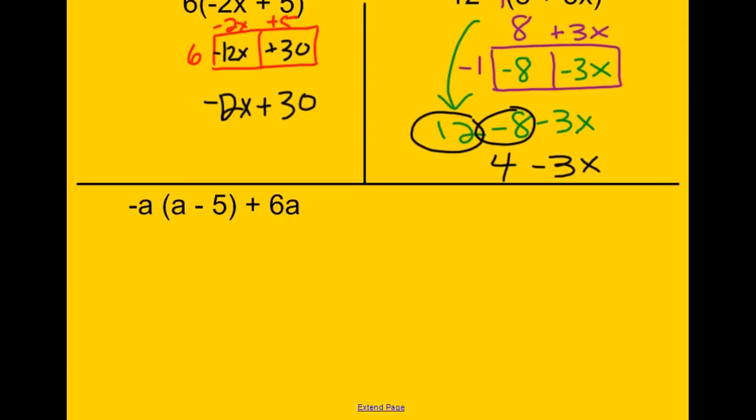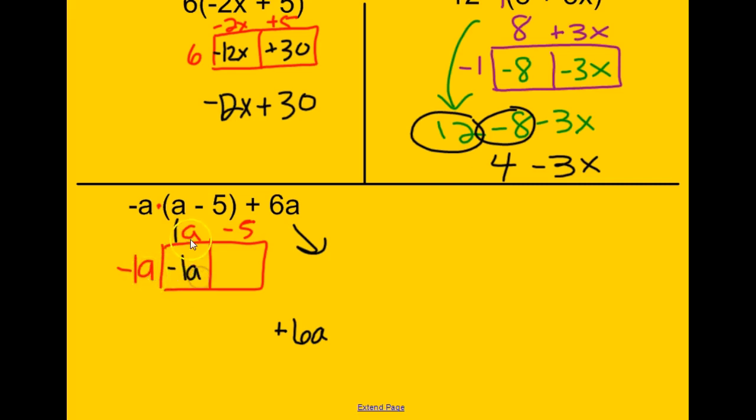Last one, we're going to distribute, draw our box. In front, our term is a negative a, or a negative 1a. It's touching because we know it's multiplied. And then a minus 5 on the top. This 6a we're just going to have to add down here at the end as well. So negative 1a times a is negative 1, and a times a is a to the power of 2. Negative 1a times negative 5 is a positive 5a. So we have negative 1a squared plus 5a plus 6a.